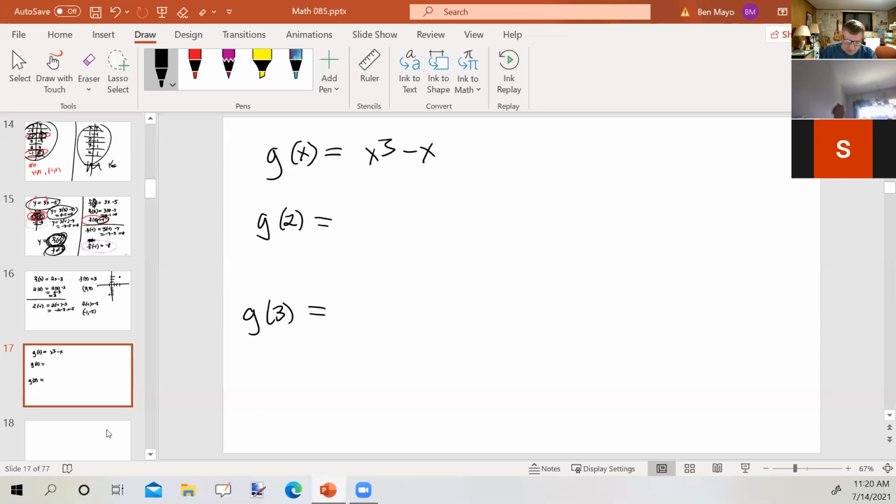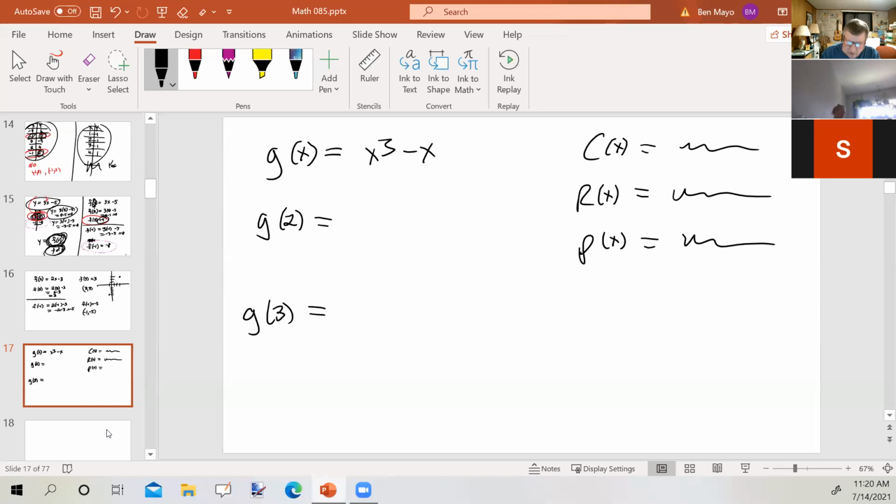For instance, if this was a class in business algebra, we might have a cost function, which would be C of X equals some stuff. We might have a revenue function, R of X equals some stuff. We might have a profit function, P of X. So again, in general, we tend to use F of X, but we can have G of X or R of X or P of X or A of X, just depending on the situation. Right now, they're just getting you used to using different letters.